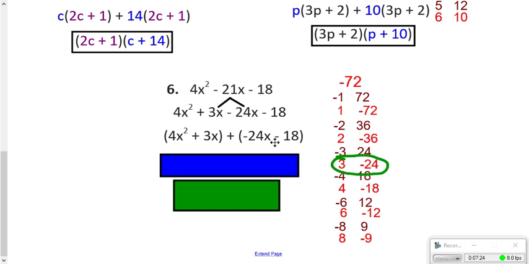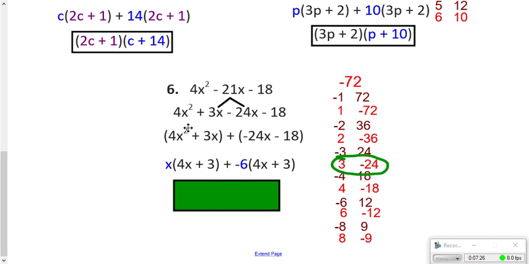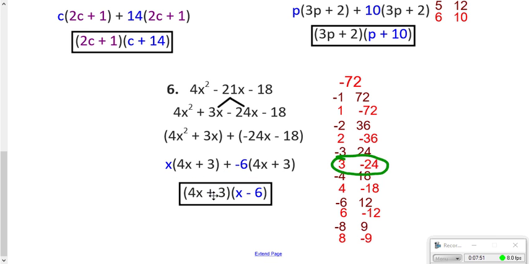Within each of these groups, we can take out a greatest common factor. In our first group, we can take out the greatest common factor of x. So we take out x and it leaves 4x plus 3. In the second group, we can take out a greatest common factor of negative 6. This leaves 4x plus 3. We must take out a negative 6 and not just positive 6, so that this group and this group say the exact same thing. They both say 4x plus 3. This means then our two binomial factors are 4x plus 3 and x minus 6. This concludes the warm-up.